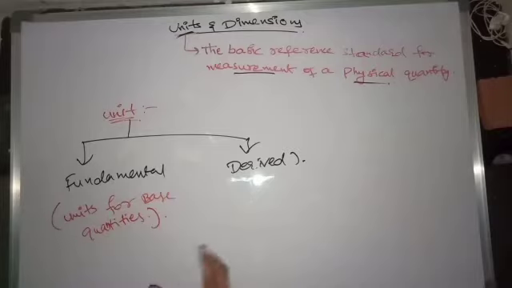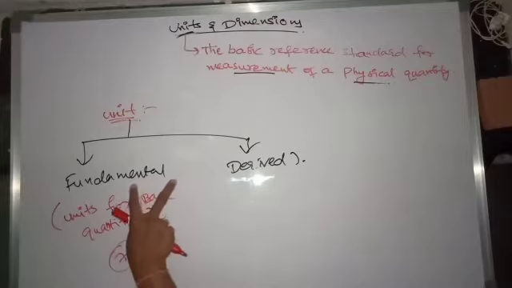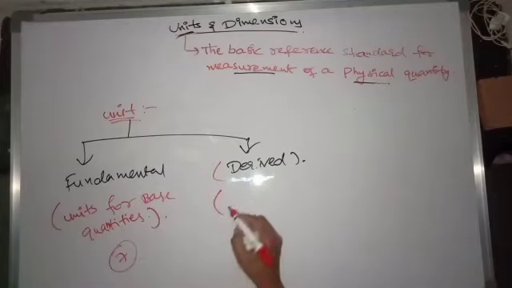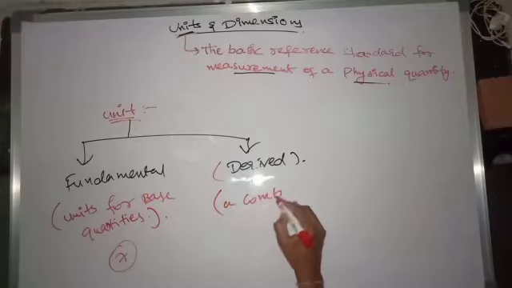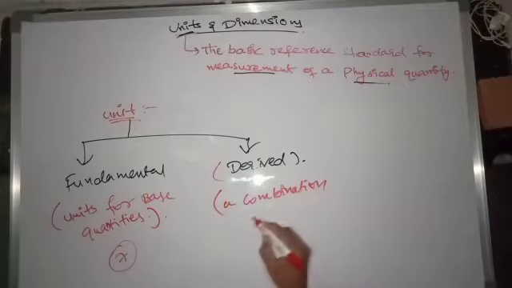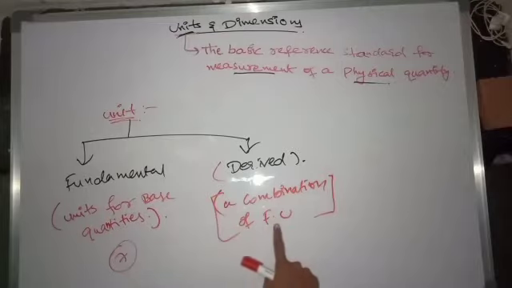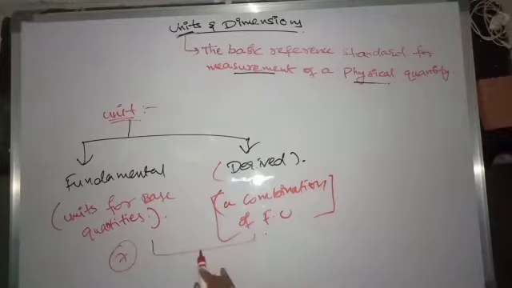Generally we have 7 fundamental physical quantities. The units which are used for measuring these 7 fundamental physical quantities are known as fundamental units. And coming to derived units, what are derived units? A combination of fundamental units. Derived units are nothing but they are a combination of fundamental units.